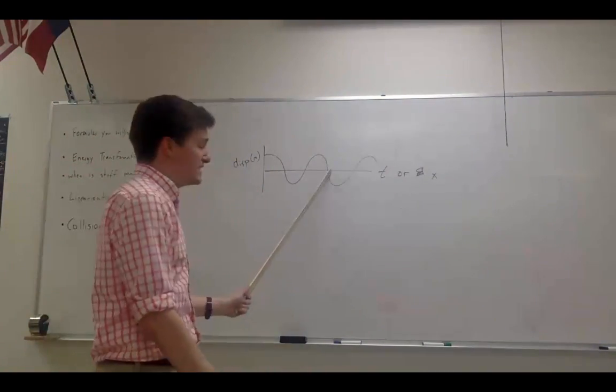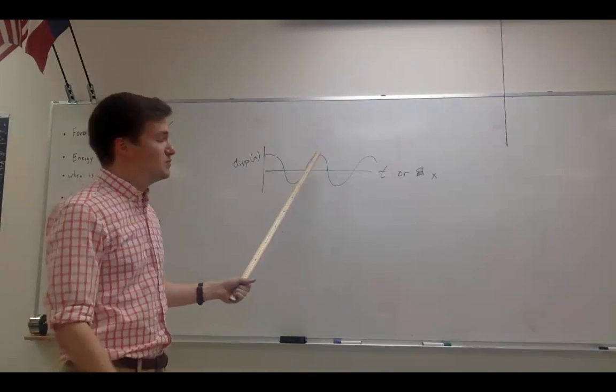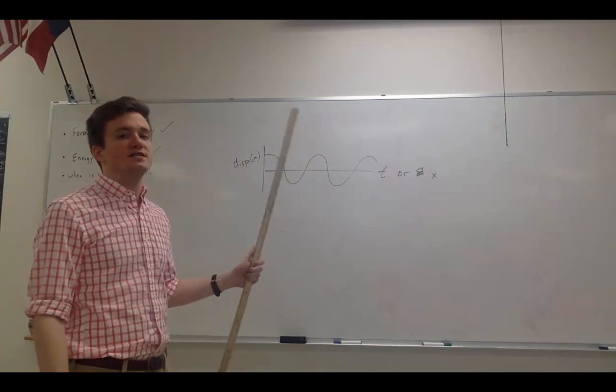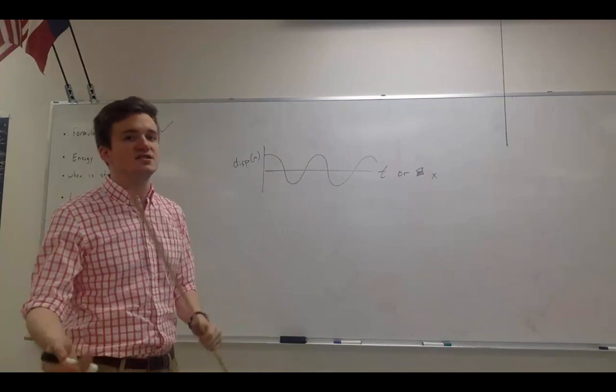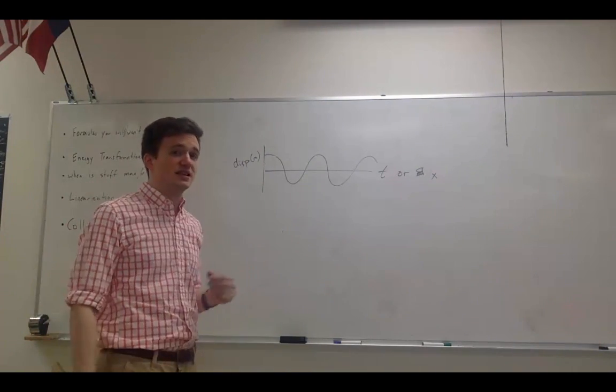So if you get a graph like this, you need to be able to know how to figure out where the force is a maximum, where the potential energy is a maximum, the acceleration a minimum, where kinetic energy is 0, and so on and so forth. You should be able to get all of that out of a graph just like this.